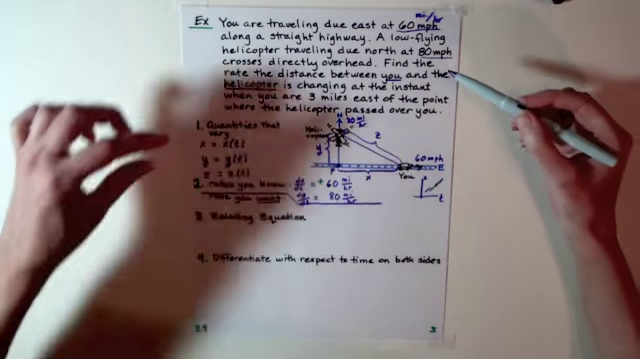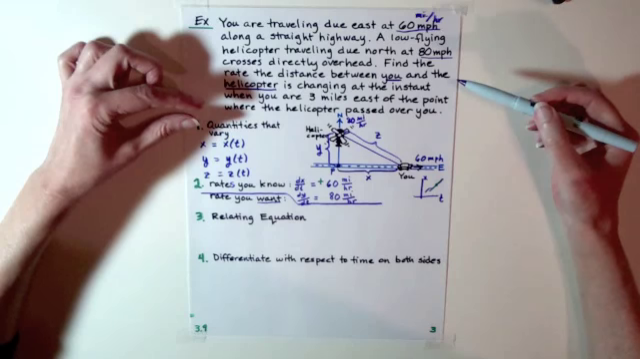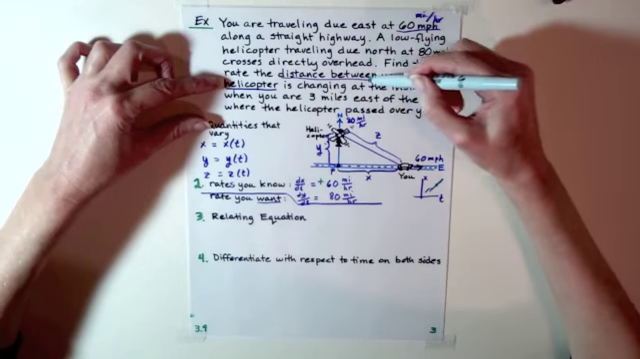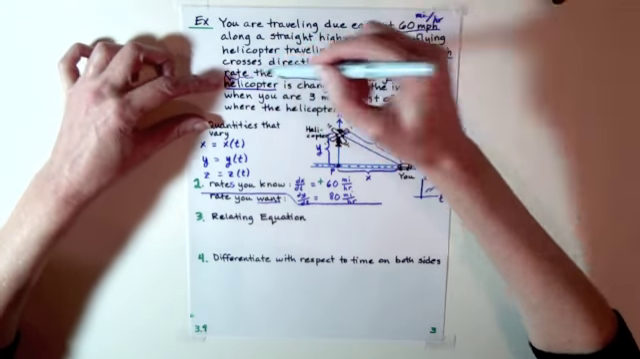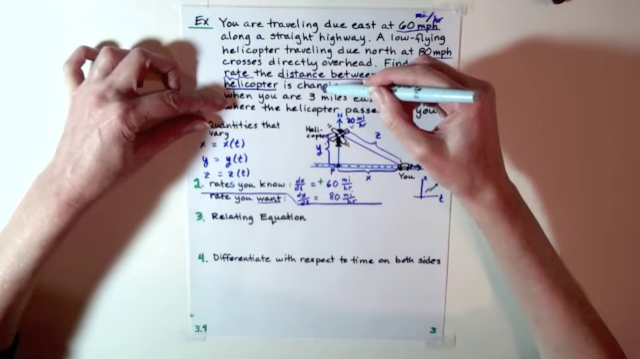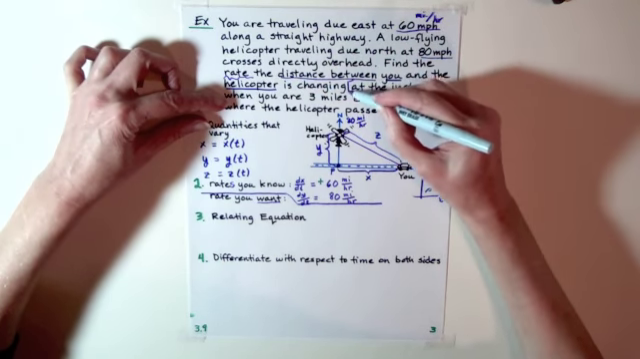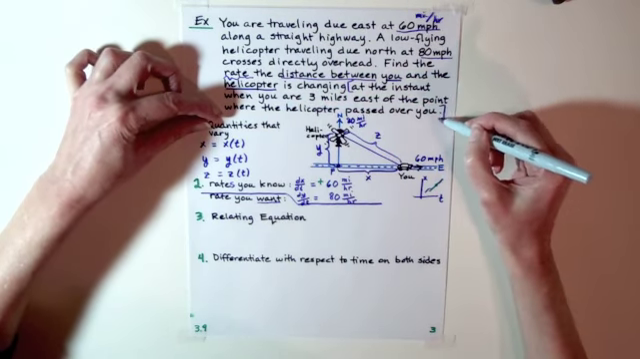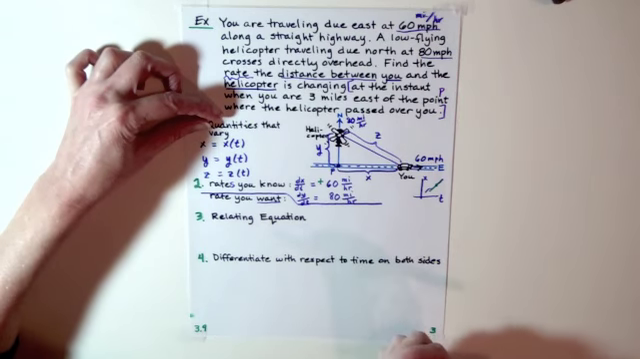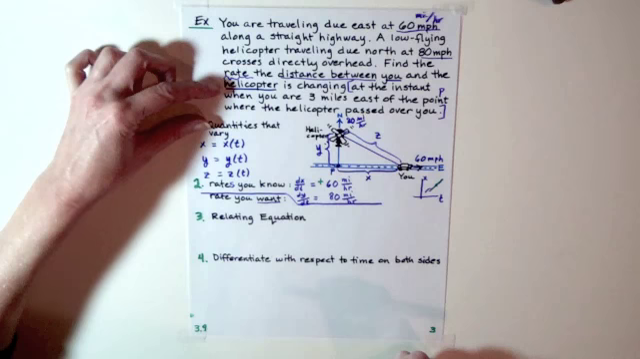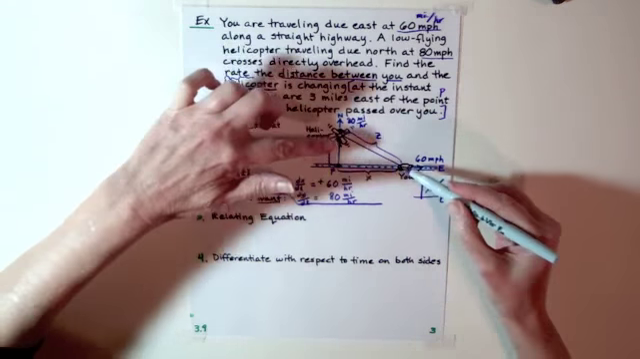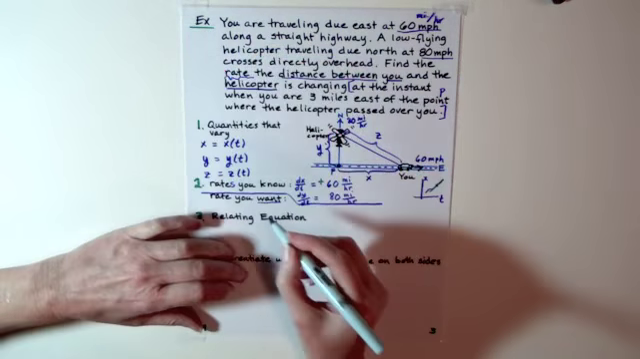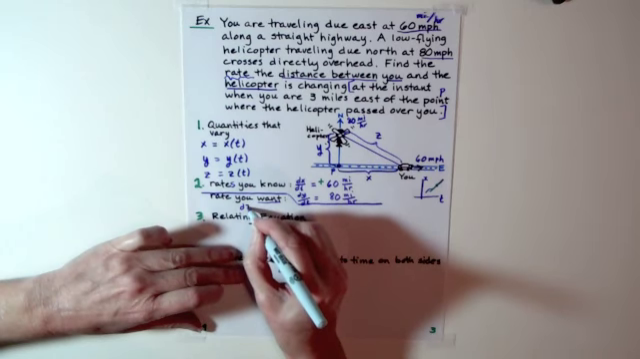And hopefully you looked through and saw that you are asked to find the rate that the distance between you and the helicopter is changing at some certain instant, at the instant when you are 3 miles east of the point where the helicopter passed over you. In other words, east of the point P. So the rate that I want is how fast this distance z is changing. So the rate that I want is dz dt.